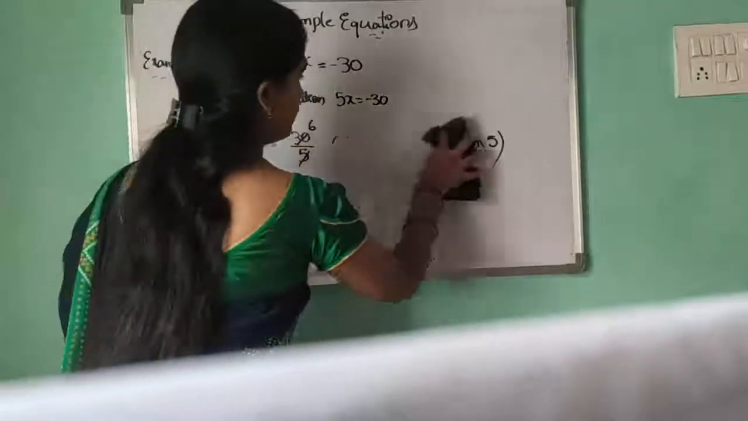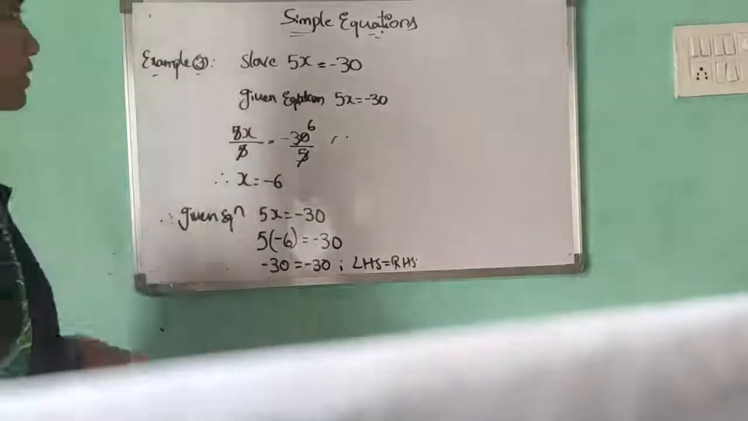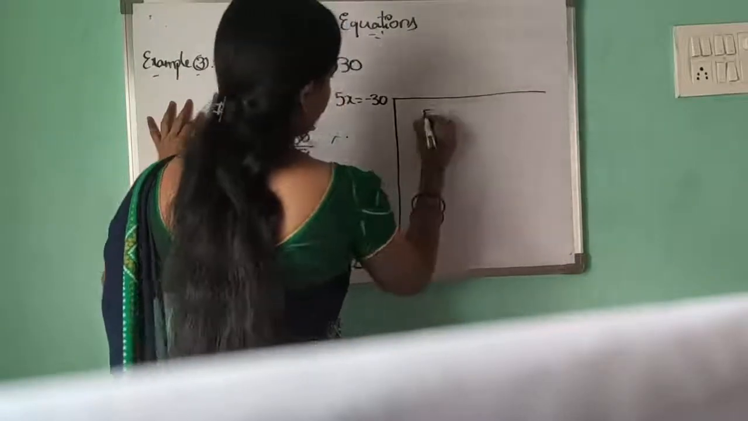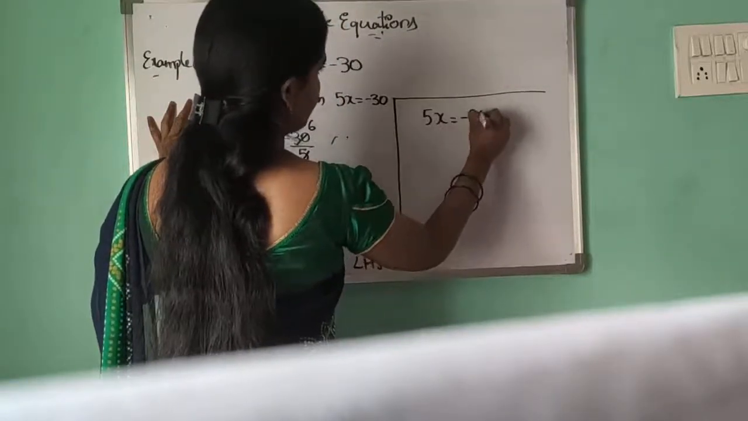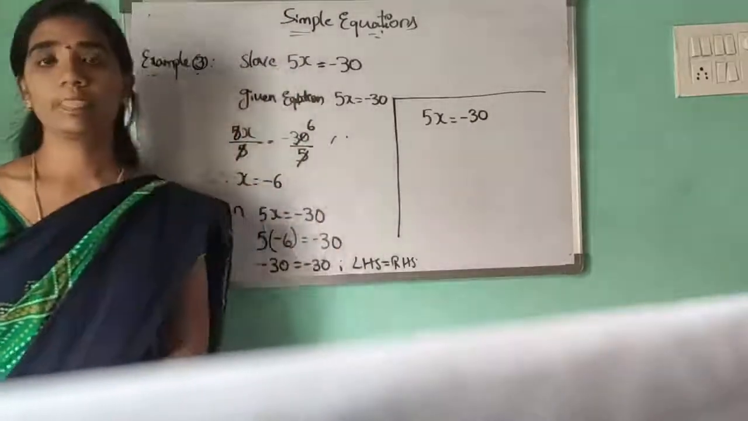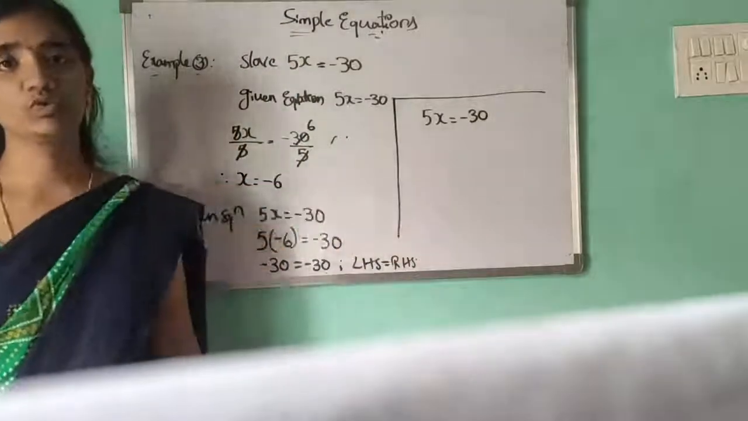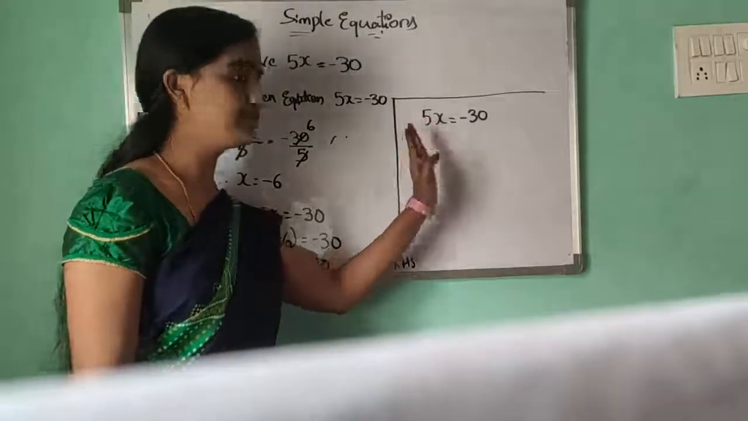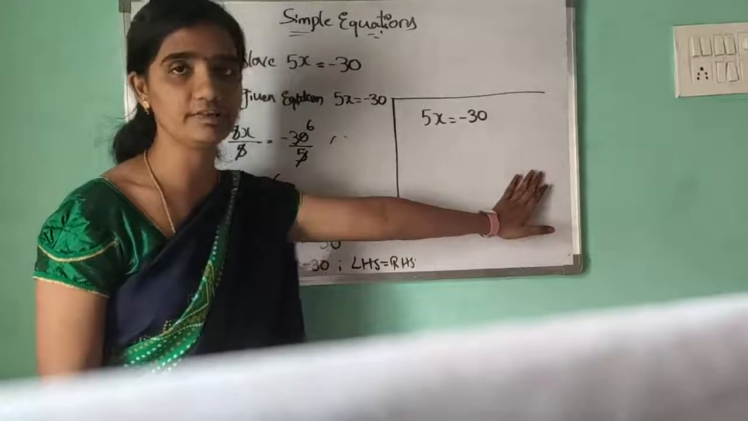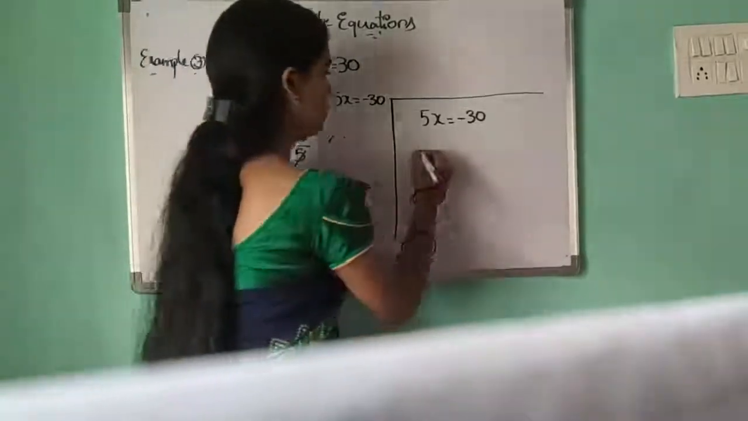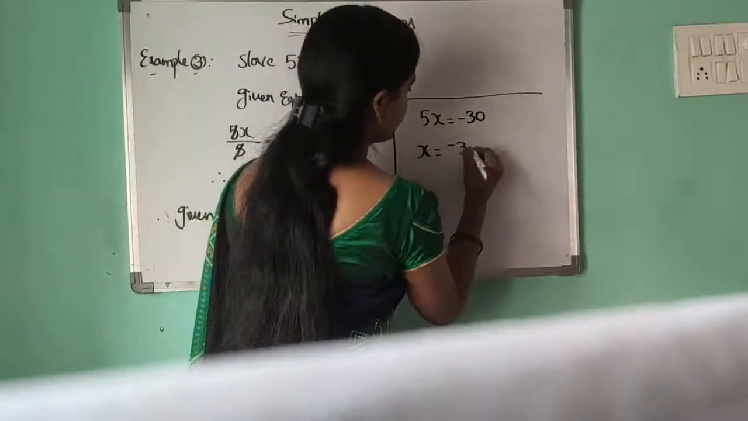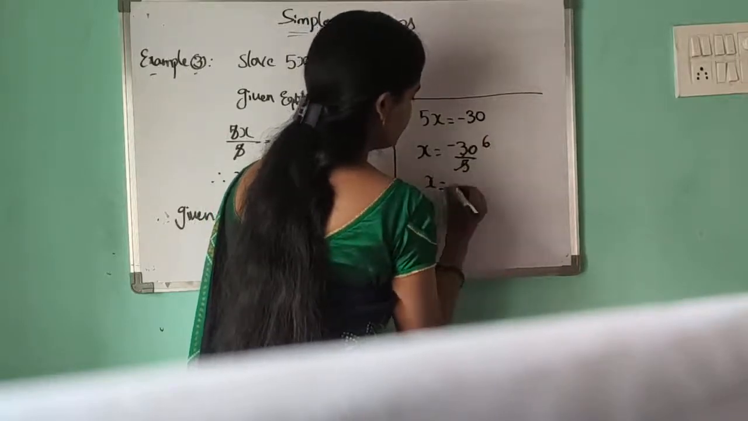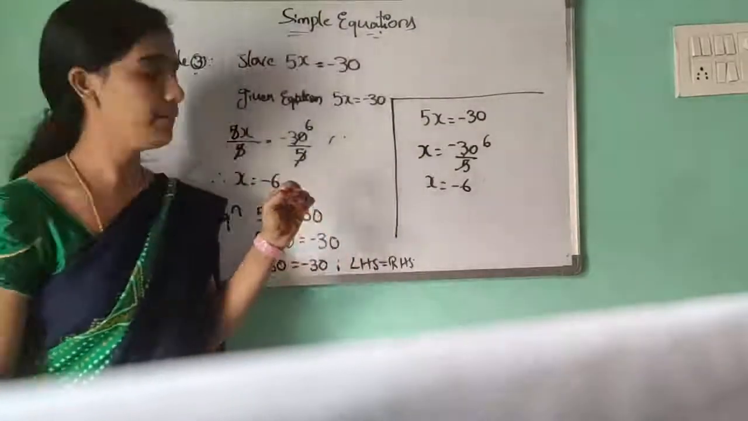In this, there is another method also, I will explain. 5x is equal to minus 30. In this, we have to find the variable x value. We already know that multiplication on the LHS becomes division on the RHS. So x equals minus 30 by 5. How many times? 6 times. x equals minus 6.